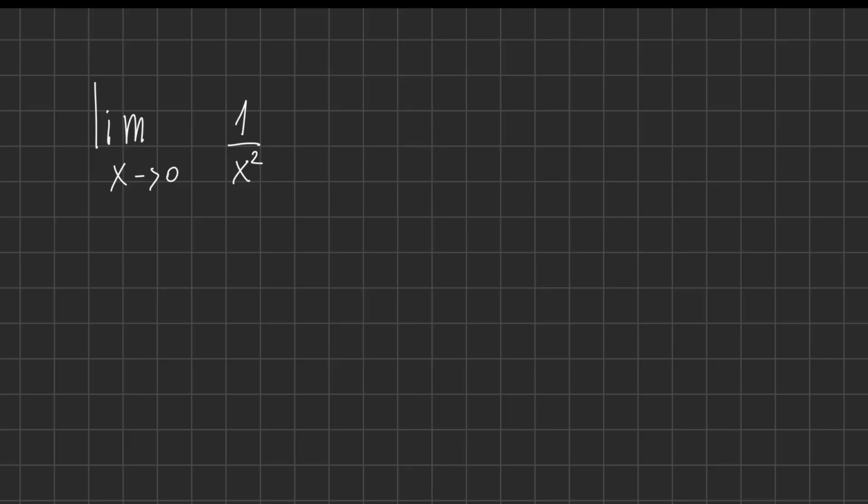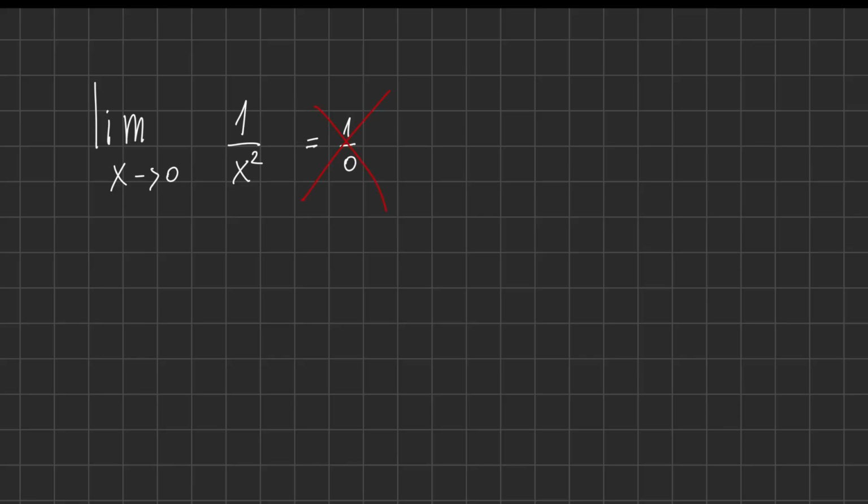Let's try to compute the limit as x goes to 0 of 1 over x squared. In order to compute this kind of limit, we would love to put 0 in the denominator, but in that case, we will get 1 over 0. And we cannot divide by 0. That's illegal. So this is not a good answer.